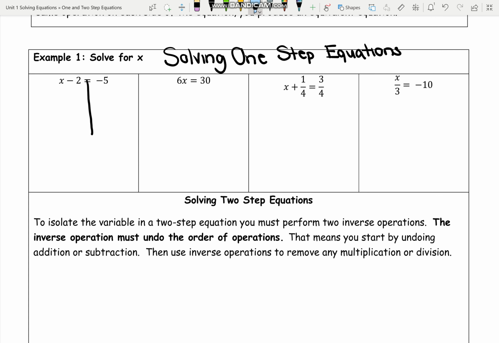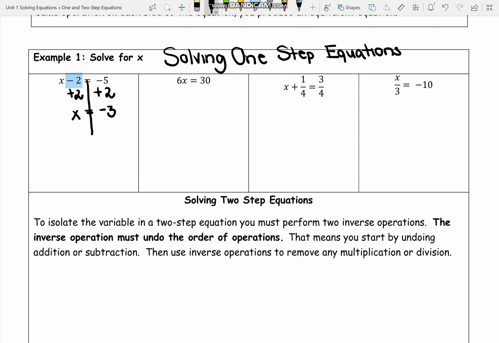So when I come up to this problem here and I see that I have a minus 2, I want to do an inverse operation to this minus 2, which is plus 2. And whatever I do to the left side of the equation, I also want to do to the right side of the equation. Now, negative 2 plus 2 is 0, so we can cross it out. And we can bring down the x. We can bring down the equal sign. Negative 5 plus 2 is negative 3. And of course, we can check our work with the original problem. Negative 3 minus 2 does equal negative 5.